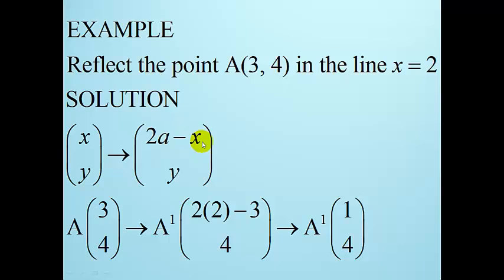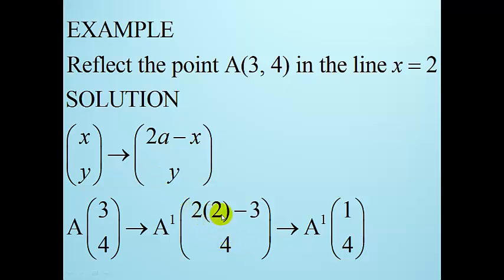(x, y) maps to (2a minus x, y). Now with the point A(3, 4), the x coordinate is 3 and the y coordinate is 4. So 2a minus x, and a equals 2 from the question. So instead of 2a minus x, you have 2 times 2 minus 3, where 3 is the x coordinate. Then the y coordinate is 4. The y remains the same. That is why we have 4.